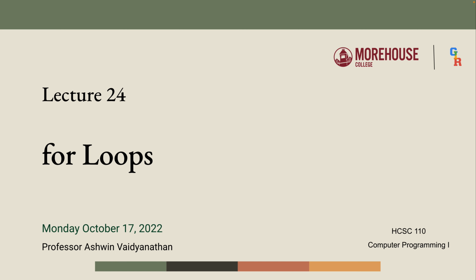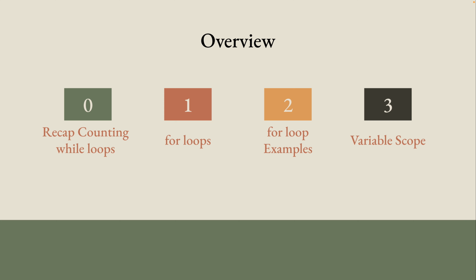Like, everyone has seen loops before. The hard thing with loops is getting the concept. Now it's just learning new syntax to see how to use a for loop. Okay, so overview today, we're going to recap counting while loops because they are almost identical to how we'll use a for loop. Then we'll see the syntax for a for loop, look at examples of for loops, and then talk about variable scope at the end. Any questions on anything before we get started?